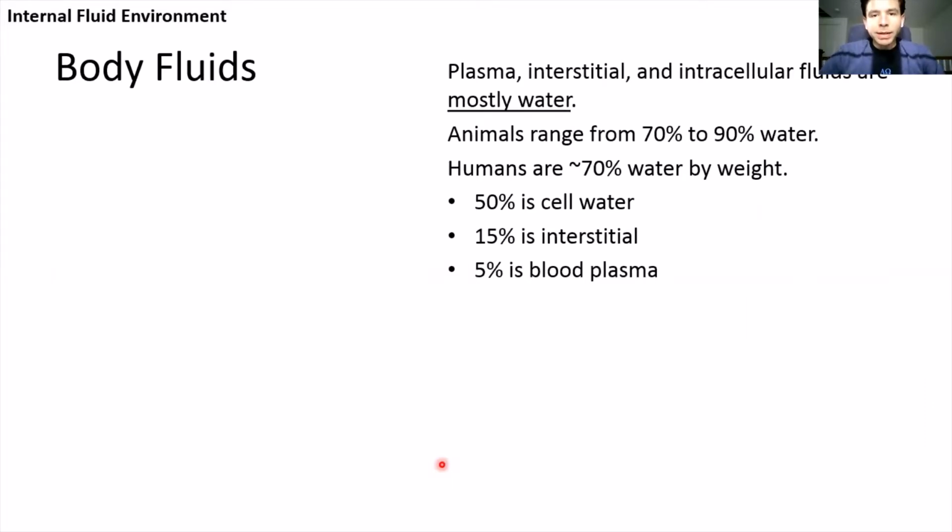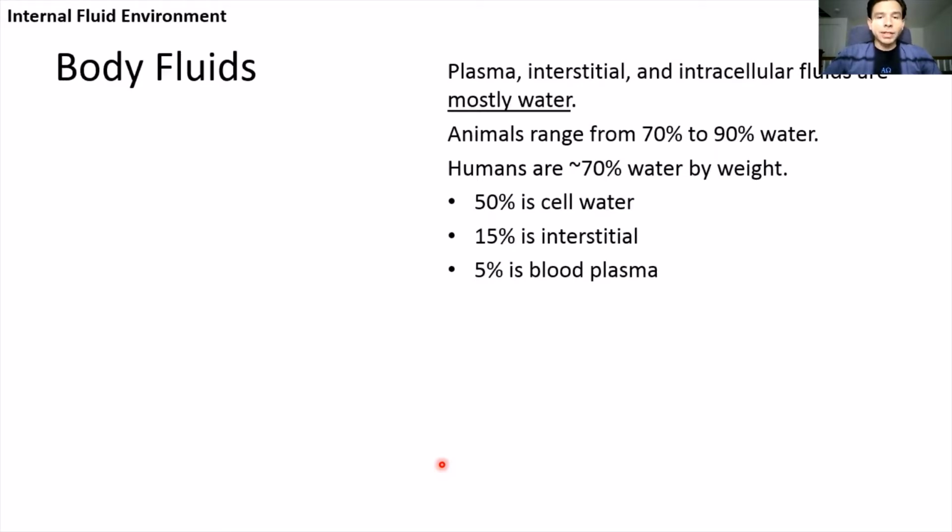The plasma, the interstitial fluids, and the intracellular fluids are mostly water. This is why we say that animal bodies are made up mostly of water. In fact, depending on the animal, animals range from being 70 to 90% water. Us humans, we are about 70% water by weight. So think about how much you weigh. 70% of that is just water. About 50% of your weight is cell water, so intracellular fluid, aka cytoplasm.